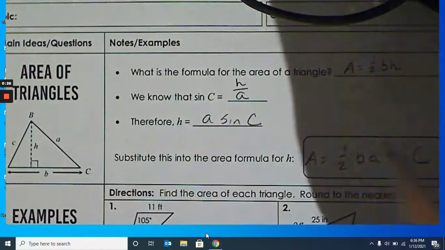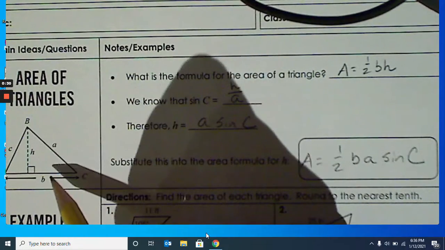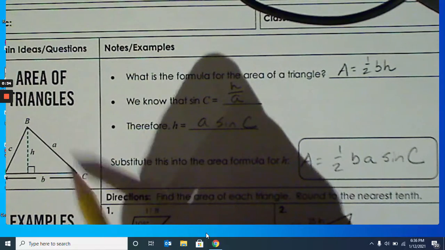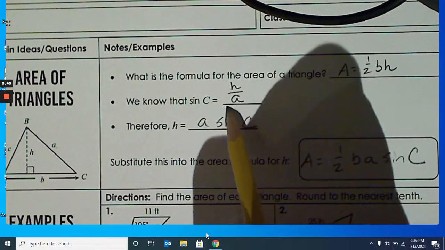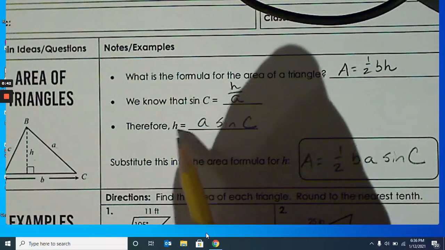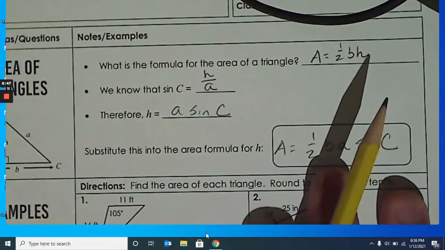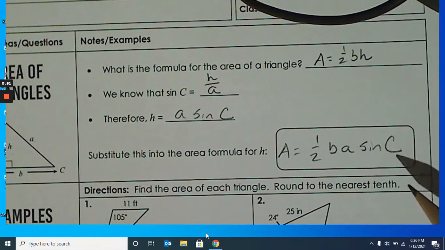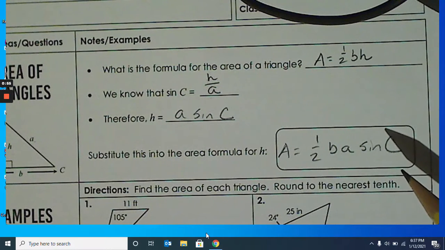So the other thing we can do is the fact that the sine of C in terms of trig functions is equal to the opposite over the hypotenuse, so h over a. If we rewrite this by multiplying both sides by a, then we get h is equal to a times sine C. And so we get the area formula of 1/2 b times a, or 1/2 ab sine C. So we can find the area of a triangle using this formula when it's not a right triangle.